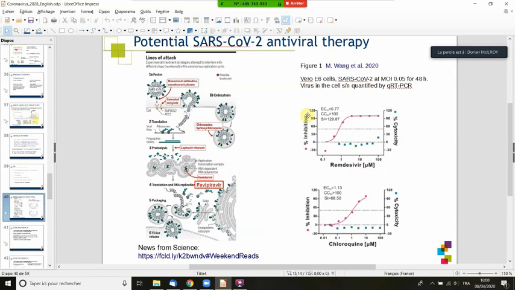So remdesivir inhibits 50% of replication at about 1 micromolar. And pretty much the same for chloroquine. So these molecules have both got antiviral activity in cell culture.